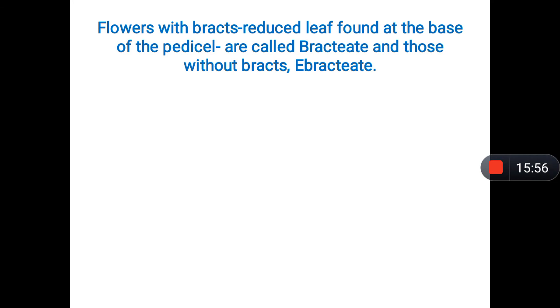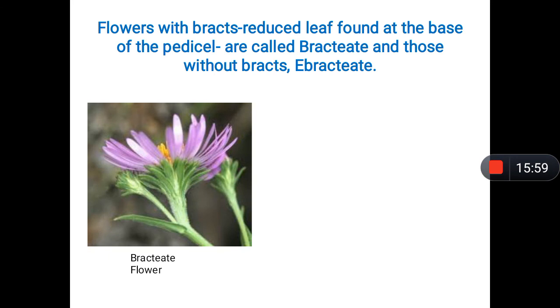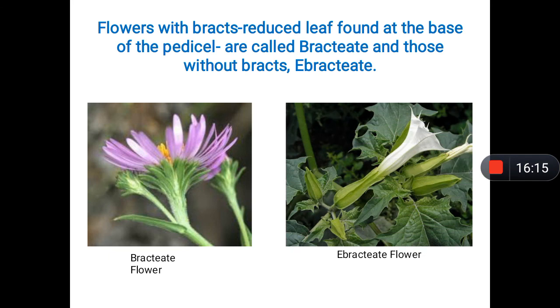Let's see. Here are bracteate flowers. We can see these green color bracts which are present at the base of the pedicel of the flower. This is the aster flower, which shows numerous bracts present below the flower at the base of the pedicel. Whereas this is a very simple flower, the dhatura, which does not show a leafy structure at the base. Of course, the green color leafy structure there is the calyx, not the bracts. So this flower is called ebracteate. If the bracts are present, bracteate. If the bracts are not present, ebracteate.